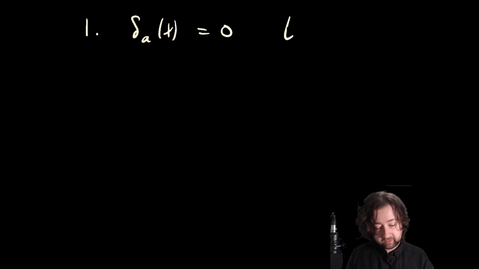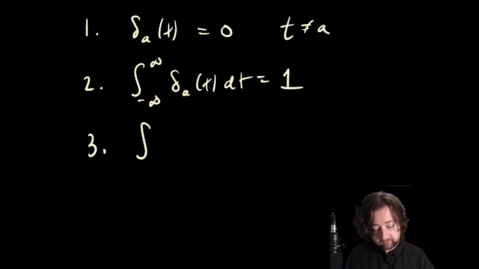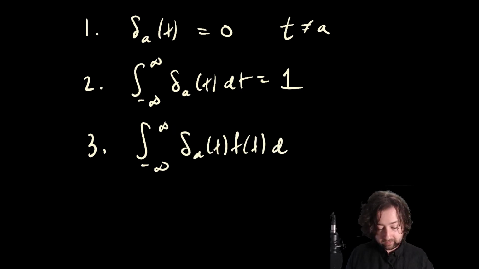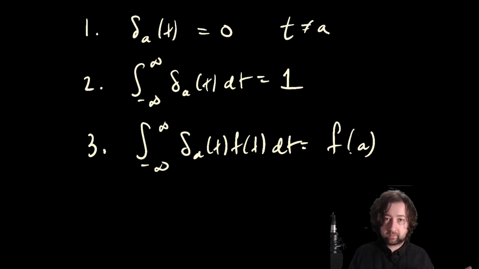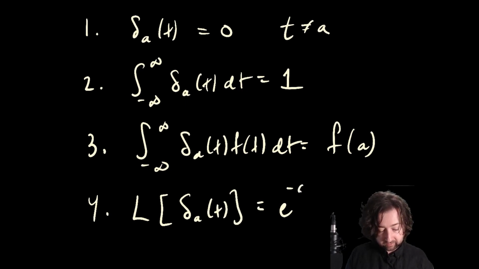So our four properties for the delta function are: 1, delta a of t is equal to 0 when t is not equal to a. 2, the integral from minus infinity to infinity of delta a of t dt is equal to 1. The third property is that the integral from minus infinity to infinity of delta a of t f of t dt is just f of a. That's called point evaluation. And 4, the Laplace transform of the delta function is e to the minus as. That's a useful thing.